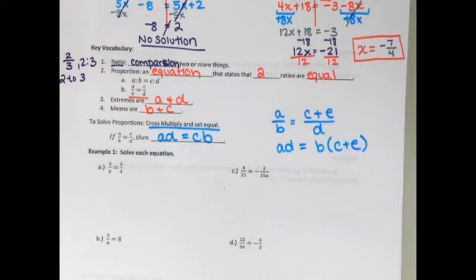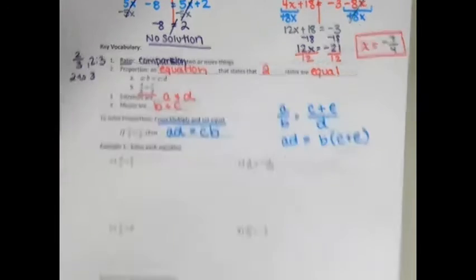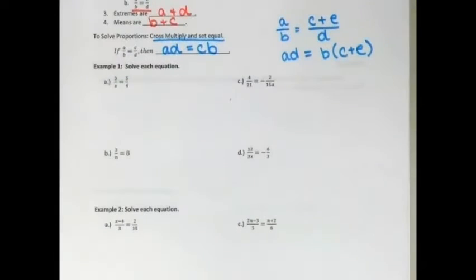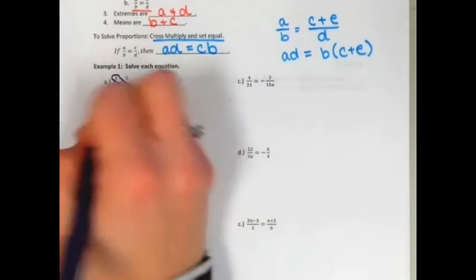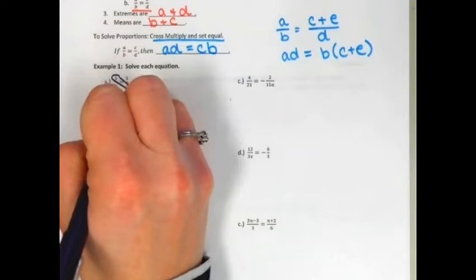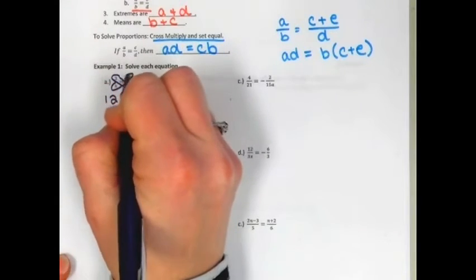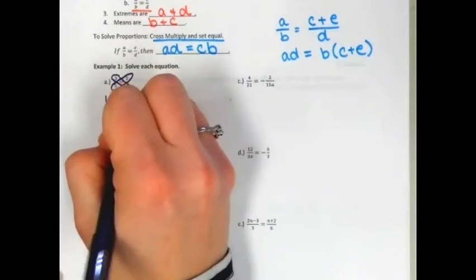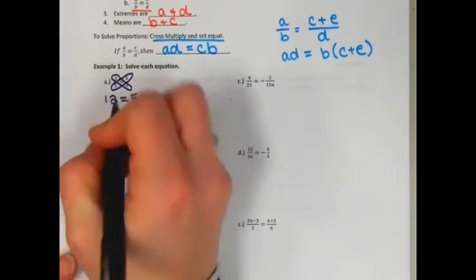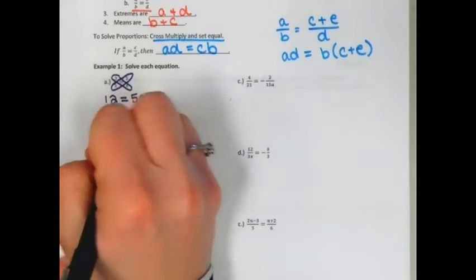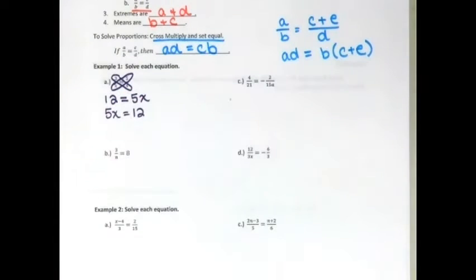All right, so let's go ahead and solve 3 over x equals 5 over 4. So there's no plus or minus sign, so can I go ahead and just cross multiply? Yes. So 3 times 4 is 12 equals 5 times x is 5x. Now, would it be okay if I put it as 5x equals 12? Yeah, it doesn't really matter if you put the extremes equal the means or the means equals the extremes.